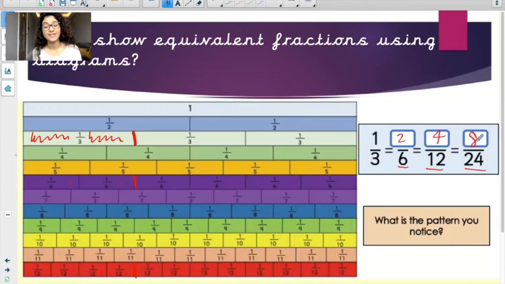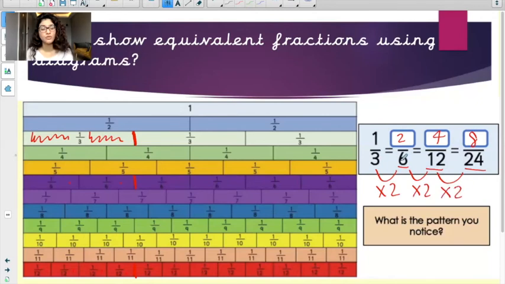If you said 8, you would have been correct. What is the pattern that you notice? The pattern I notice here is the denominators are getting bigger by multiplying by 2 each time. Let me show you what I mean.